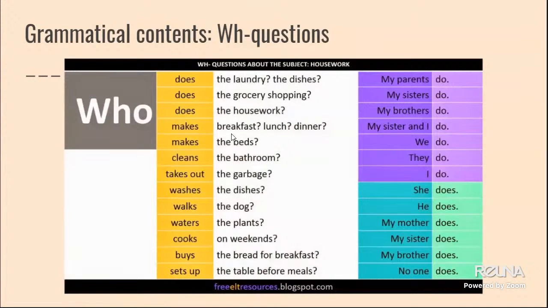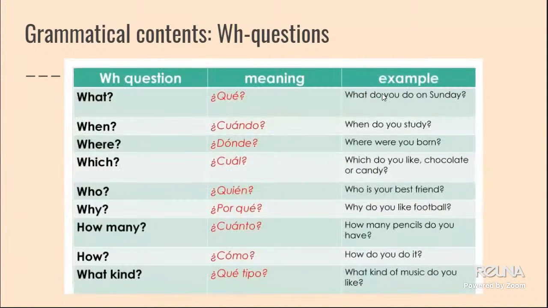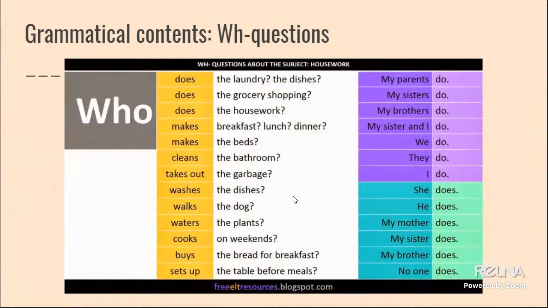What else? We also have WH questions about the subject. In this case, we have no auxiliary verb. In the previous cases, you can see auxiliary verbs, like do, for example, or a main verb like where, or another main verb like is, and because we know the subject, we have you all the time, and different subjects like he, she, it, etc. But in this case, we have no subject.